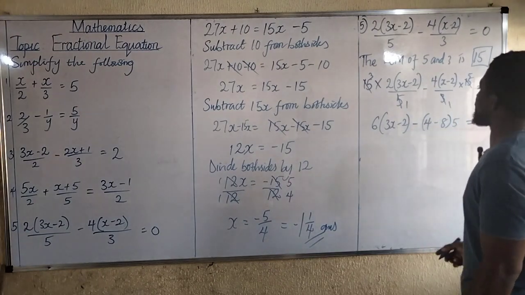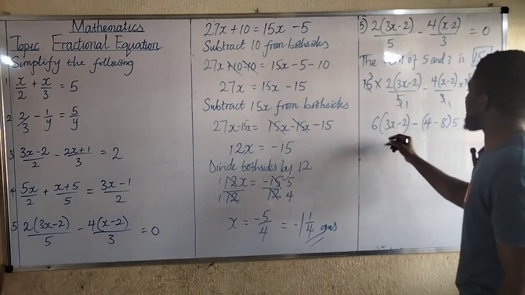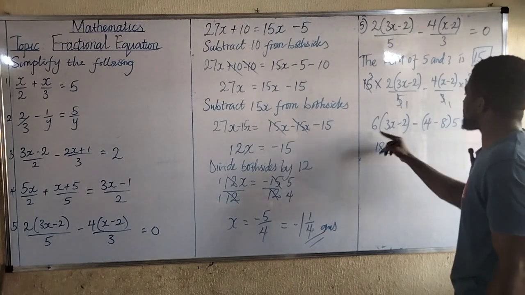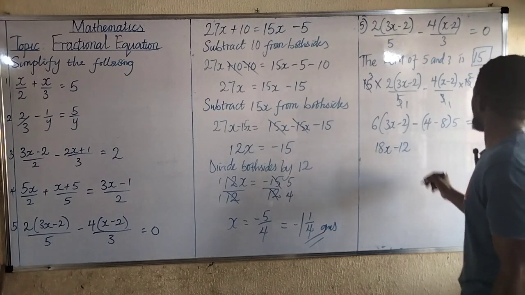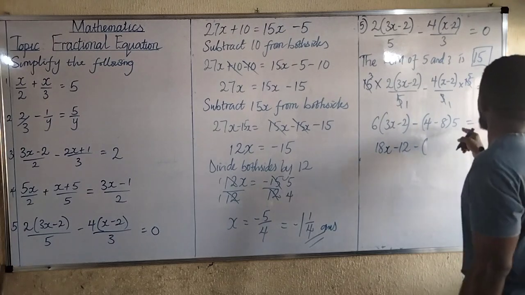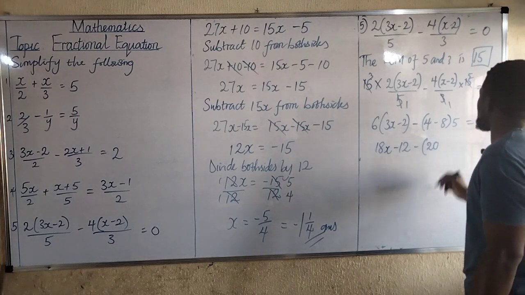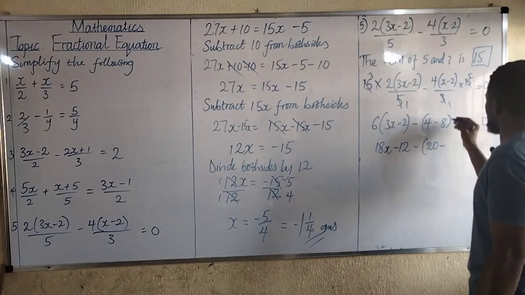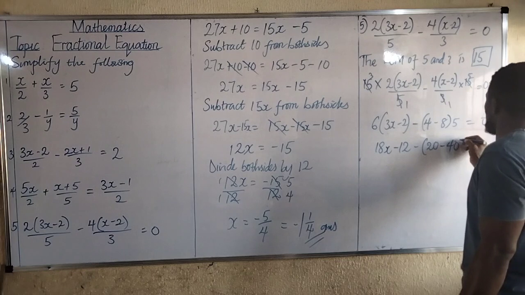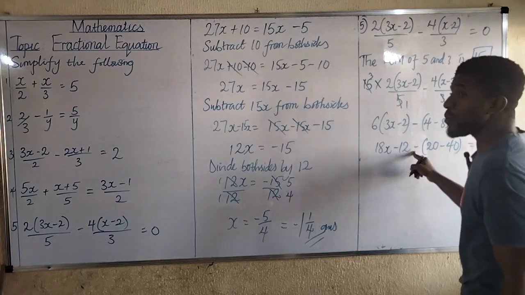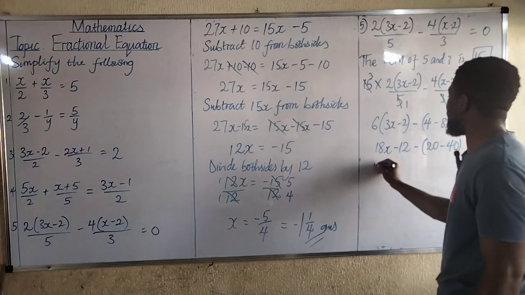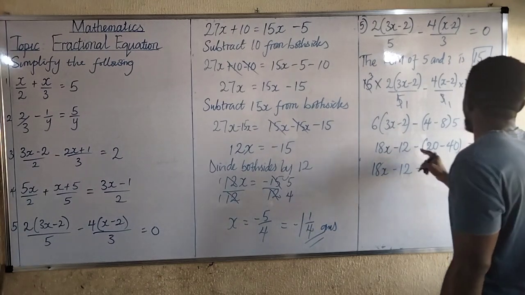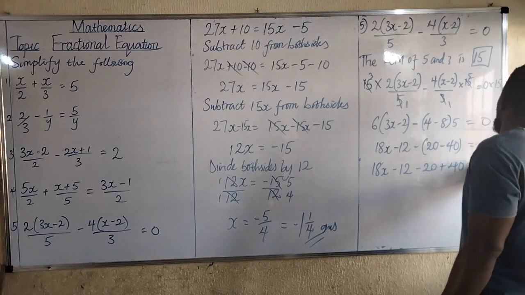All equal to 0. Okay, 6 times 3 gives me 18. Okay, I have 18x minus 12, still put in brackets. 5 times 4 will give me 20. Okay, 5 times 8 will give me minus 40, all equal to 0. Now we use the negative sign to open up this bracket. I have 18x minus 12 minus 20x plus 40 equal to 0.